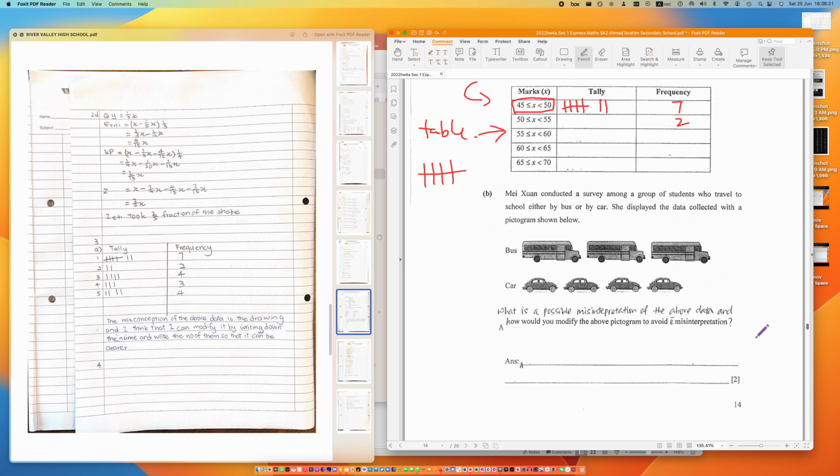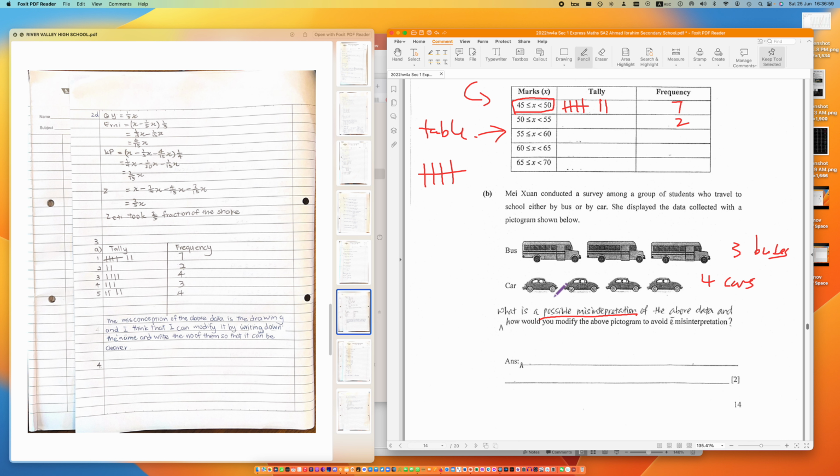What is so misleading about this? I see 3 buses and I see 4 cars. So what is so misleading about this? What's a possible misinterpretation, right? Is it the drawing? Sometimes the drawing can be very similar and be misleading. What's a possible misinterpretation of the data, and how will you modify this?